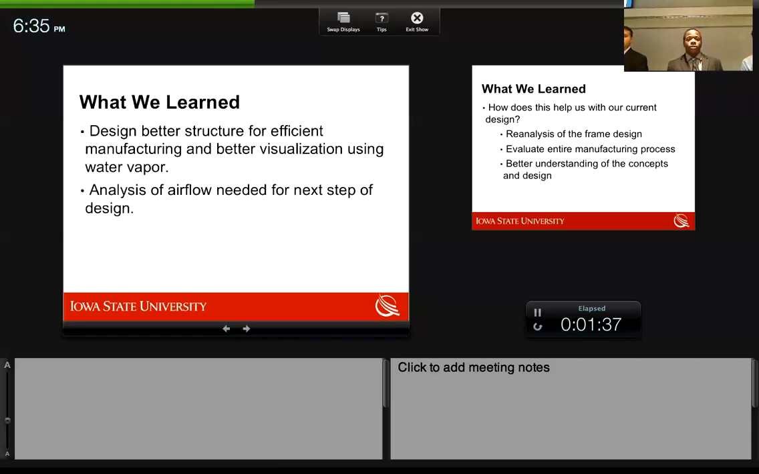One of the things that we're constantly learning is that we need a really good design for structures, the efficiency of manufacturing, and how these things are going to work. We also decided to have a water vapor. It's better for visualization for kids and for really anybody that wants to go there and see what the tornado simulator is going to be like.